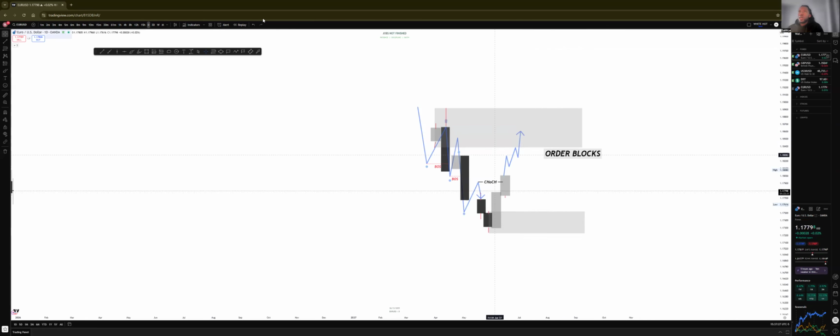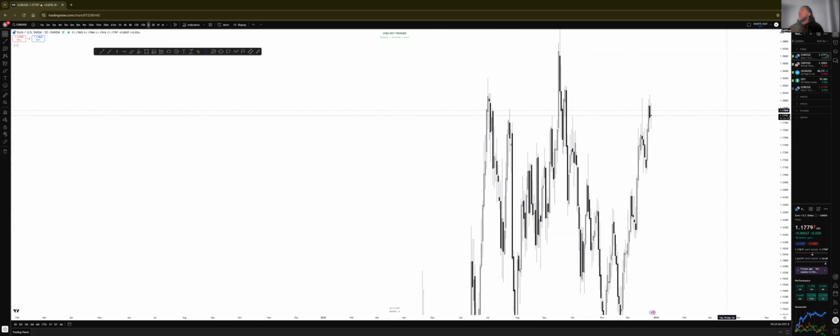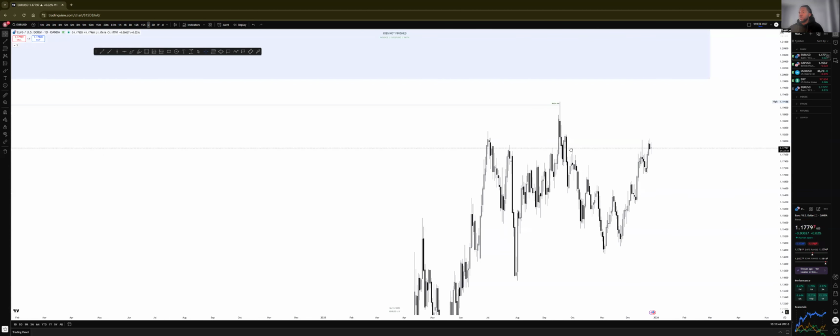But in the grand scheme, on a perfect day, this is how you want to mark out your order block. Wick to wick, wick to wick, not the wick to body. All right. So let's quickly look into the chart so you can get an example of how you would mark an order block.